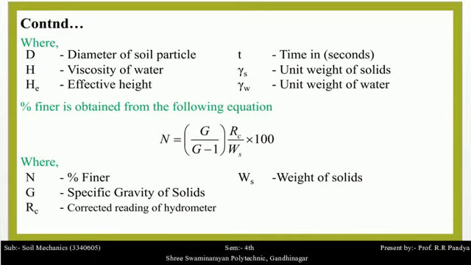Percentage finer is obtained from the following equation. Capital N is equal to bracket capital G divided by capital G minus 1 bracket close, into Rc divided by Ws, into 100, where capital N is equal to percentage of fines, G is equal to specific gravity of soil solids, Rc is the corrected reading from hydrometer and Ws is equal to weight of solid.